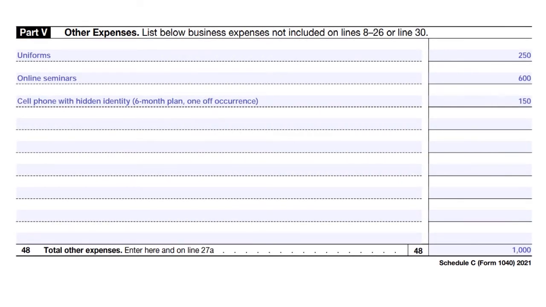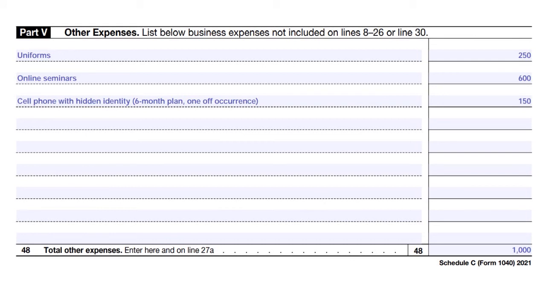Line 48, folks, we are still having a conversation here. Line 48, we have other expenses. Do you see that? Other expenses. And this is something that you really have to pay attention to. This is line 48, or part 5, rather. Part 5. Other expenses. There are a couple of things you can put in here. If you look on the screen right now, we put in uniforms, online seminars, cell phone with hidden identity, 6-month plan, one-off occurrence, whatever.